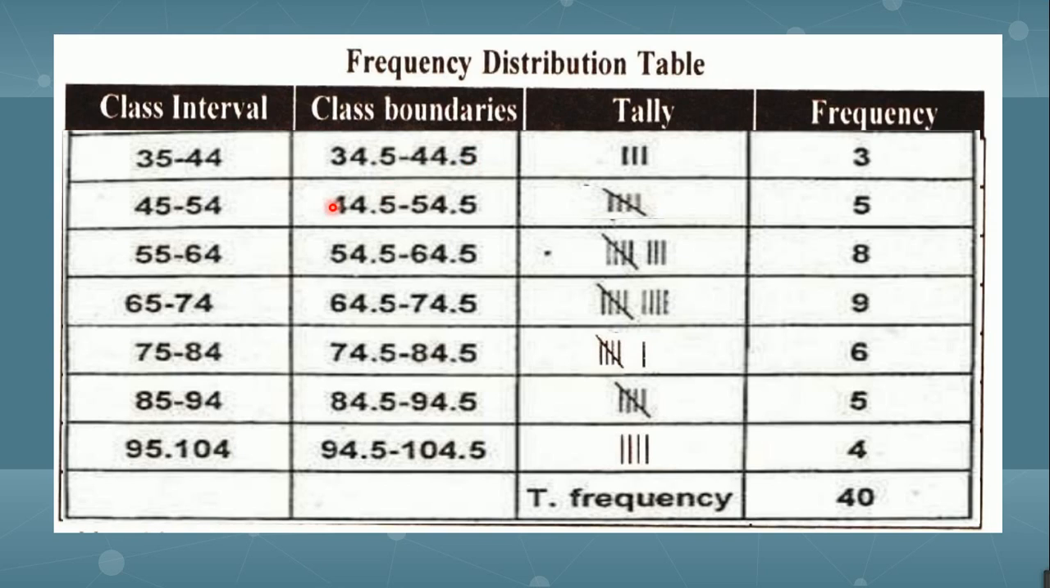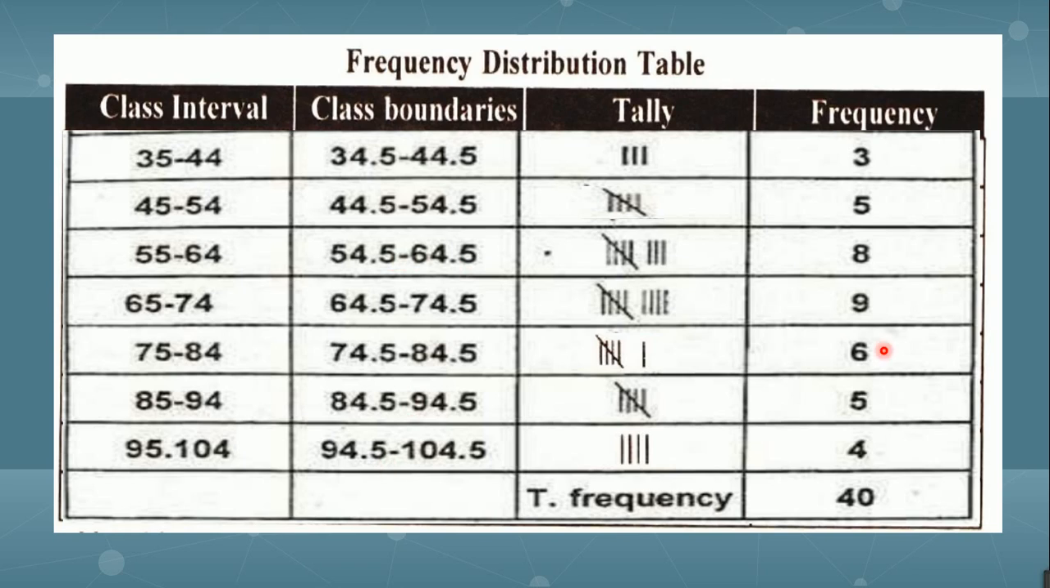And again for our next class boundary, we will subtract 0.5 from the lower class limit. So 45 becomes 44.5 and we will add 0.5 to the upper class limit. So 54 becomes 54.5. And similarly, the class boundary for the next class interval is 54.5 to 64.5 and so on.